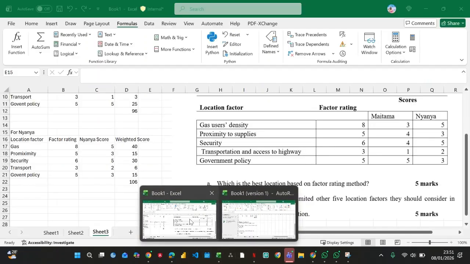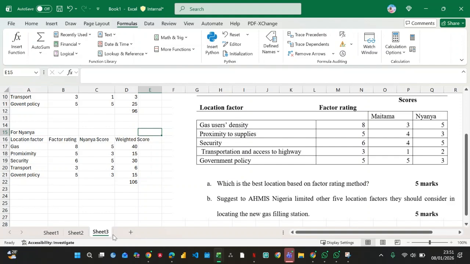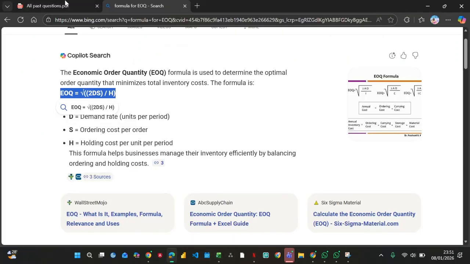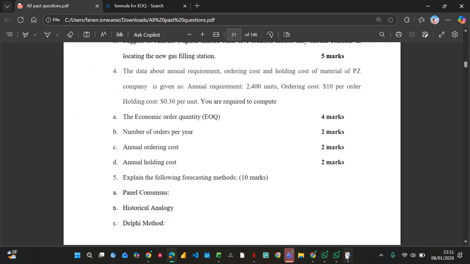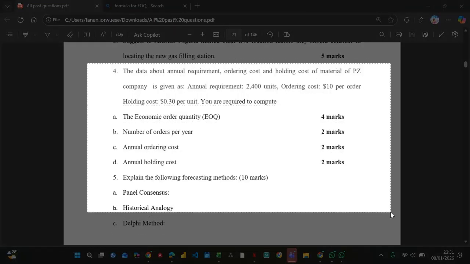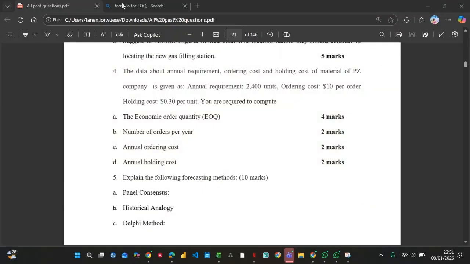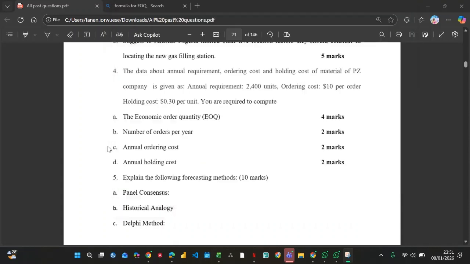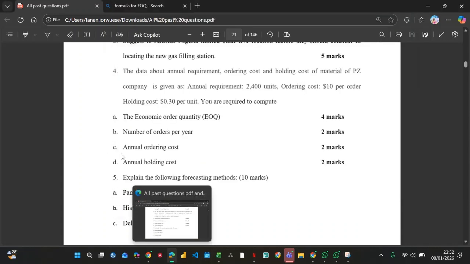So let me just copy this formula, come here and paste it. Okay, so we are using that formula. I'll come back to this and let me select this question. That is number 4, a calculation question.